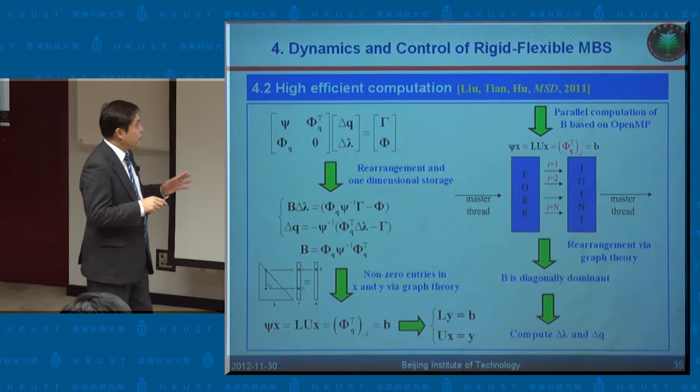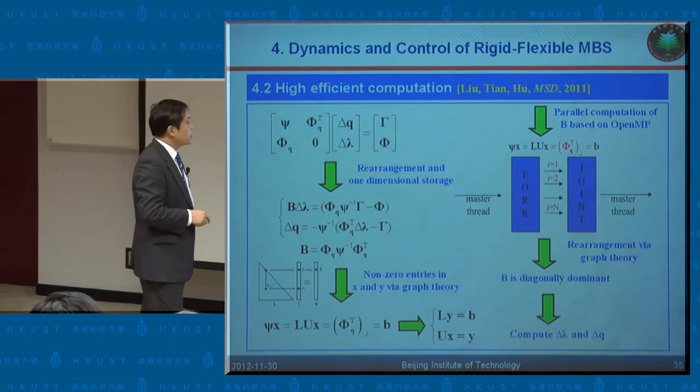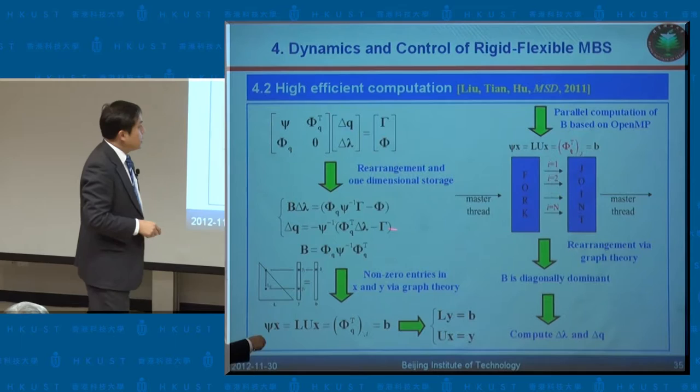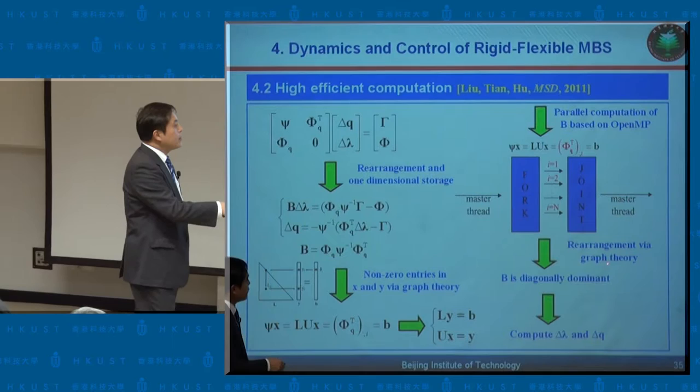For example, we need to rearrange the matrix into one-dimensional arrays, and then we need to use graph theory to locate the elements. Then you can put these quantities into the parallel computational programs, and after the computation, you need to rearrange your non-zero elements through the use of graph theory and get the incremental delta lambda and delta q, and then go to the next time step, step by step.